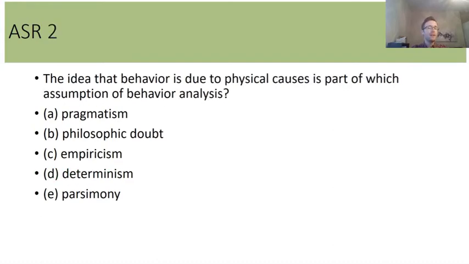ASR 2, the idea that behavior is due to physical causes is part of which assumption of behavior analysis? Is it A, pragmatism, B, philosophic doubt, C, empiricism, D, determinism, or E, parsimony? A couple more seconds. All right, I'll close the poll. Answer here is determinism.